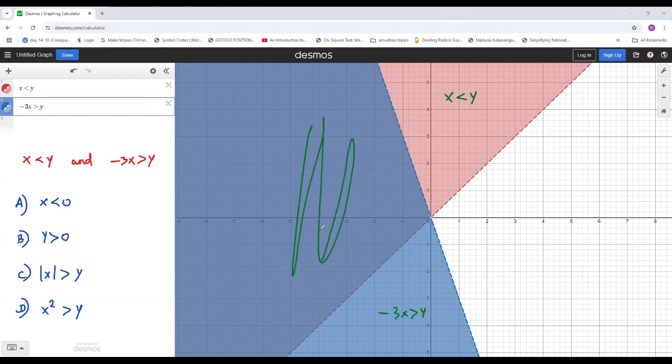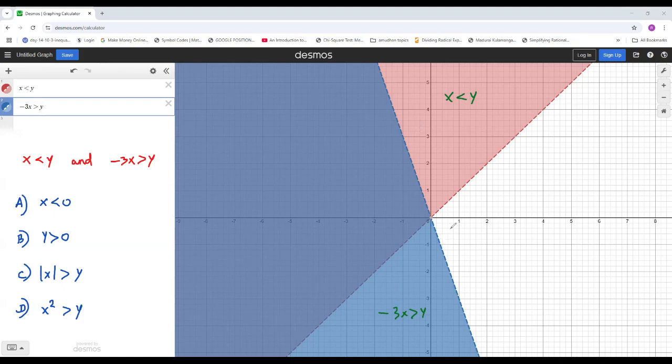Also, for both the inequalities, I am getting a dotted line over here and here, because here we have a less than sign and here we have a greater than sign. If I had less than or equal to or greater than or equal to, I would get a solid line. Since we have less than and greater than, I'm getting a dotted line for both. When I get a dotted line, the points on the dotted line cannot be considered. If it is a solid line, all the points on the solid line can be considered. But here we get a dotted line for both the inequalities, so the points on the dotted line cannot be considered.